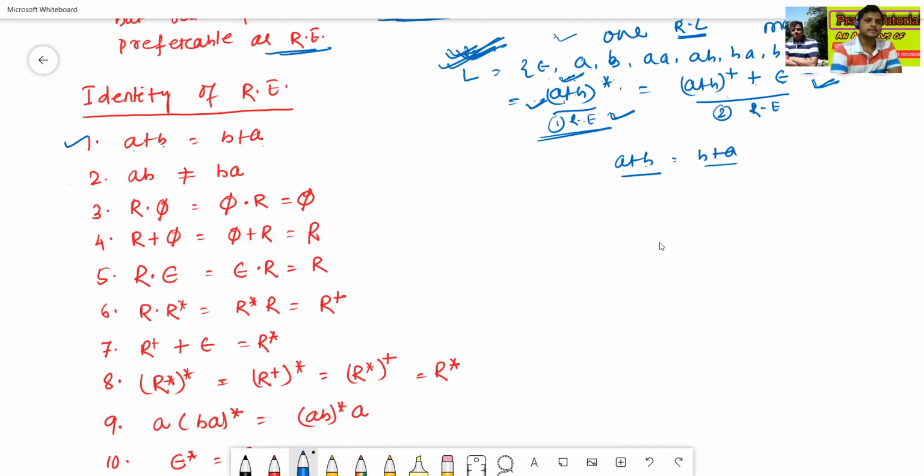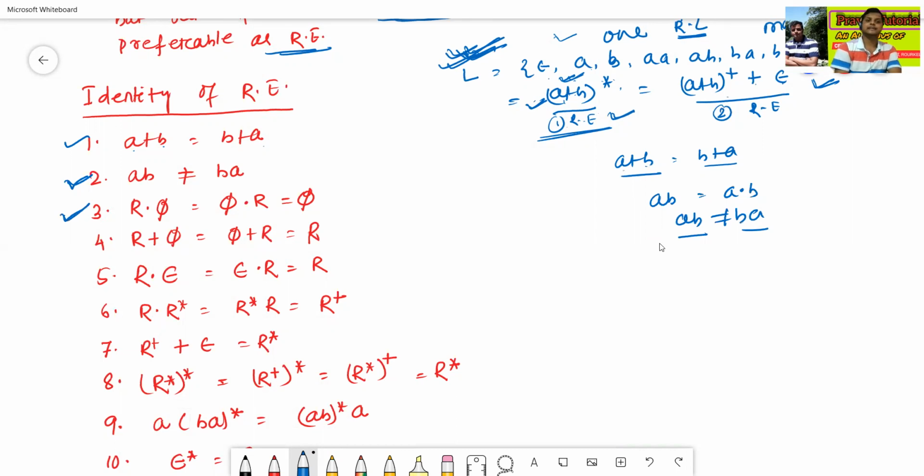What is the next? The second identity: ab is not equal to ba. This is the multiplication, or concatenation, operation. We can write ab or we can write a dot b. We can write like this. But ab is not equal to ba. This is very, very important. Okay, what is the third identity?